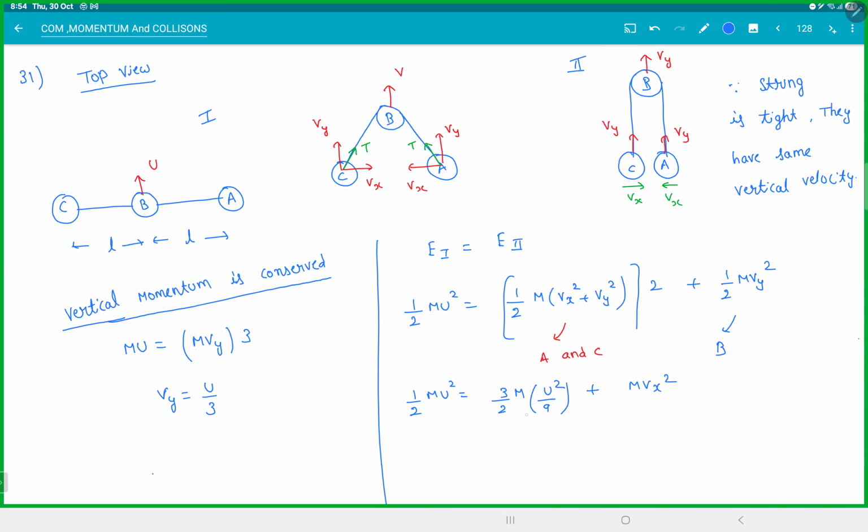This will be how much? This is u square by 6 or m u square by 3. So Vx will be u by root 3. So that means A and C are going with u by root 3 horizontally, and with u by 3 vertically. A is also doing the same thing. A is going with u by root 3 and u by 3 like this. B is going straight with u by 3. Check the picture.